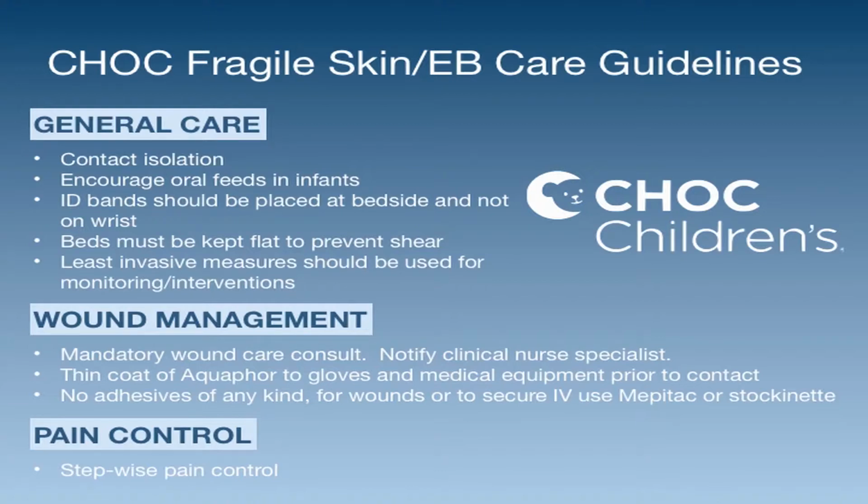For wound care or to secure an IV, it's advised to use Mepitac or a stockinette, and generally it will be a good idea to talk to the caretaker or parents of the child, as they will often have individualized ways of managing wounds in EB. Children with EB oftentimes require extensive pain management, so pain control will depend on what the child is already prescribed.